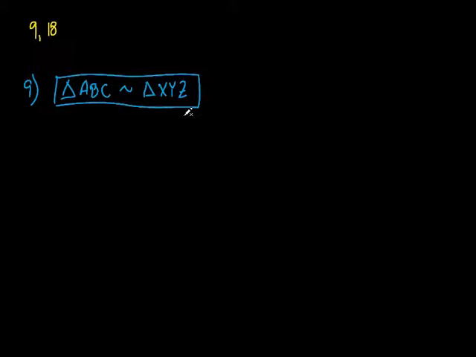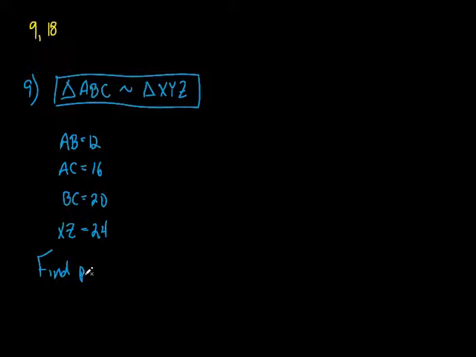All right, so, and they tell you a bunch of stuff. Let's write down the stuff they tell you. They tell you AB is 12. They tell you AC is 16. BC is 20. And XZ is 24. All right, this is all the stuff they tell you, and they ask you to find the perimeter. What does that mean to find the perimeter of something? What do we do? It's the distance around it, right? Find the perimeter of triangle XYZ.